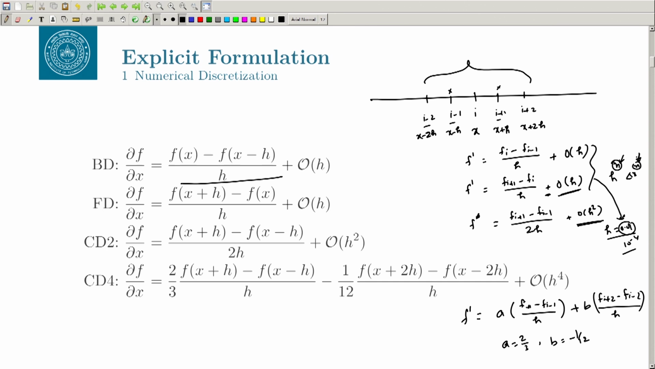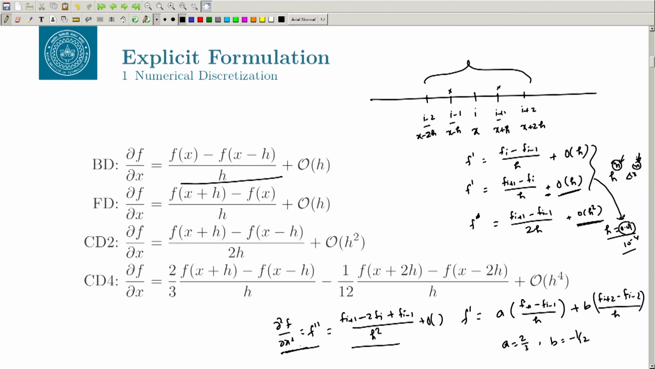We also derived the higher order scheme. For example, if you want to get del square f by del x square, which is the second order derivative, f double prime will be basically f_{i+1} minus 2 f_i plus f_{i-1} by h square, right. So, this is your second order term and this is also a second order accurate scheme. Okay.